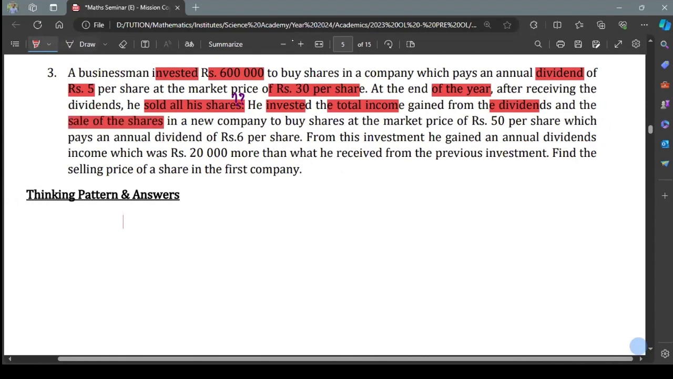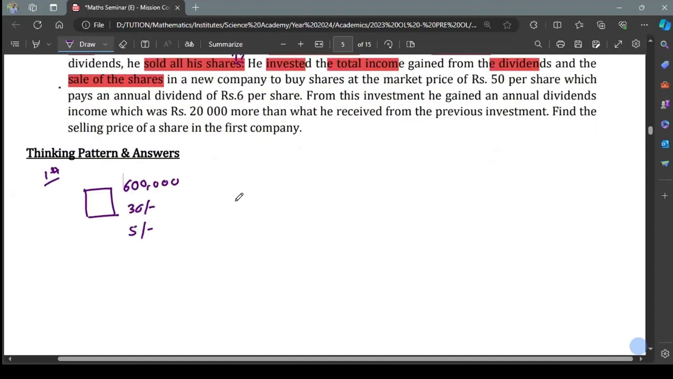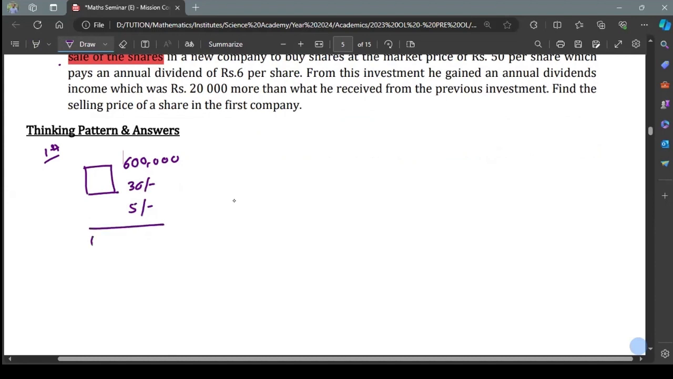So from the first company, if I write it in words, this is my thinking. In the first company, he invests 600,000 rupees to buy shares at a price of 30 rupees each, which pays a 5 rupees dividend income. This is what we call the summary. And at the end of 1 year, he sells all his shares at some value.